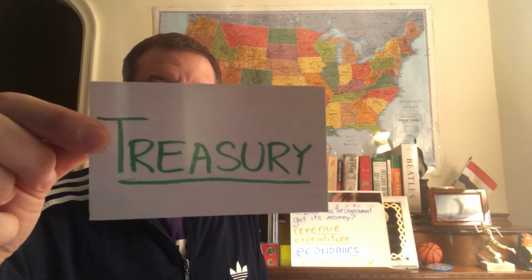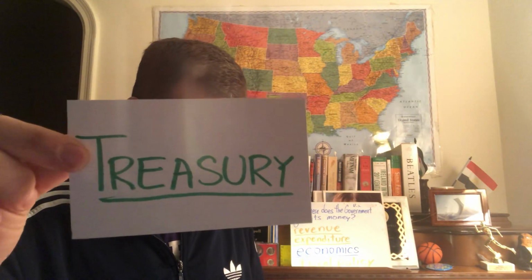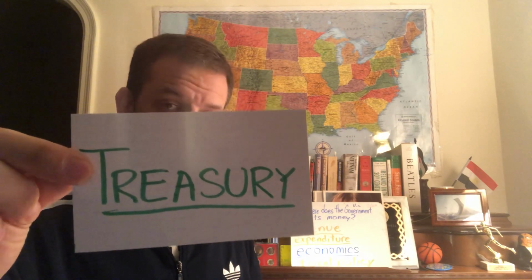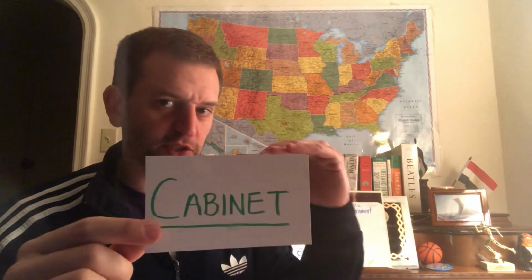Well, where does the money go? Who actually collects the money when it gets collected by the taxes, when it gets collected by the government? Well, the short answer is the Treasury Department. The Treasury Department is part of the United States federal government. The president has a group of people that work for him called the cabinet. And the cabinet has different members who are in charge of different departments of the government.